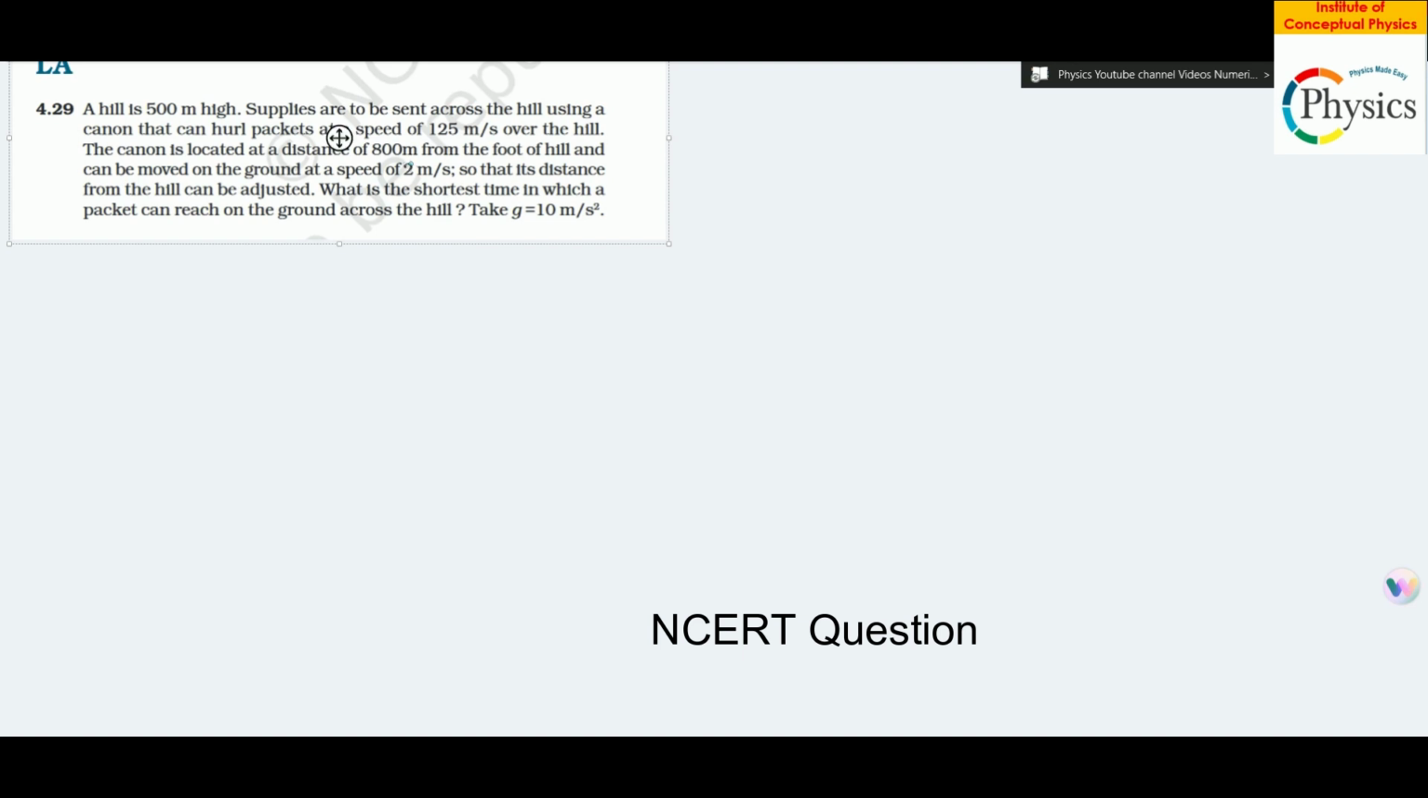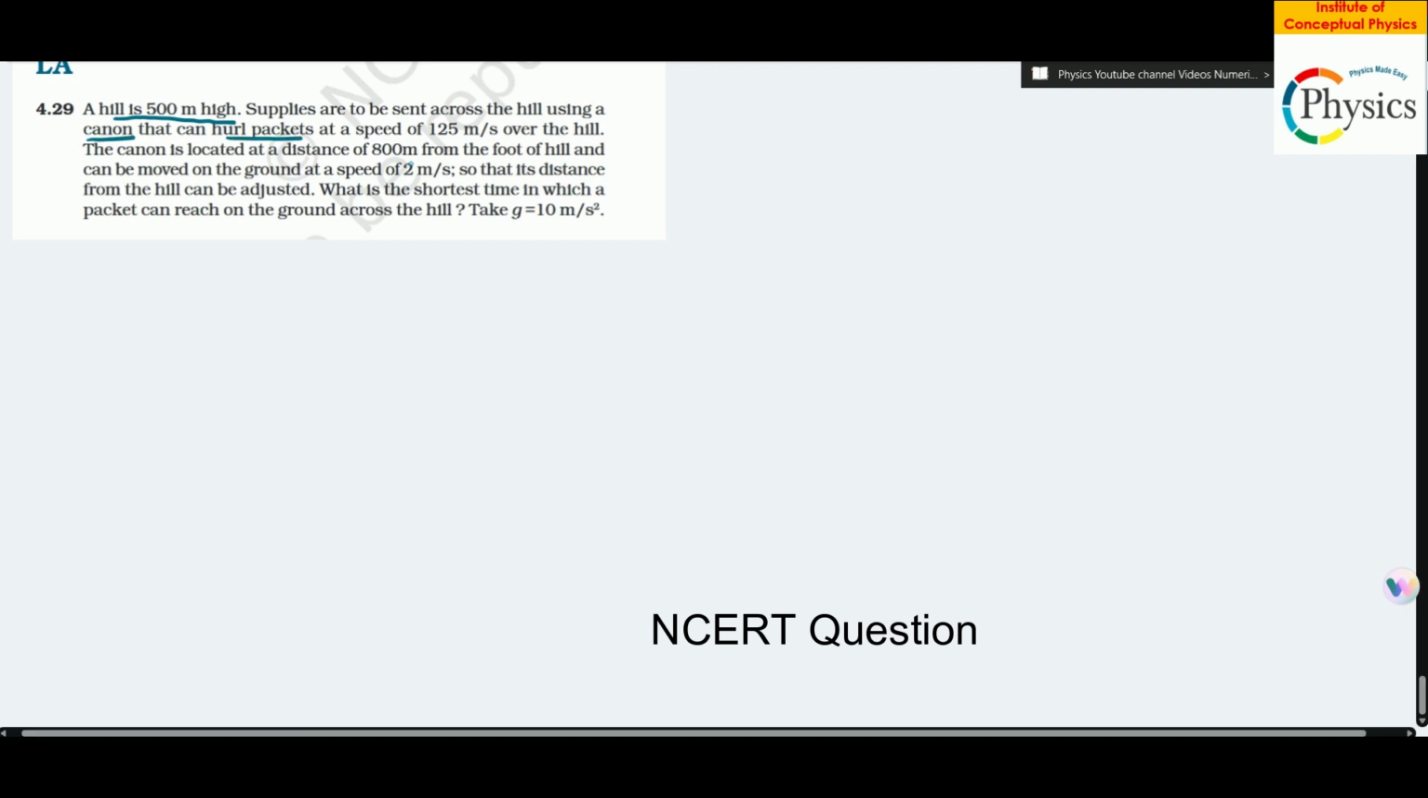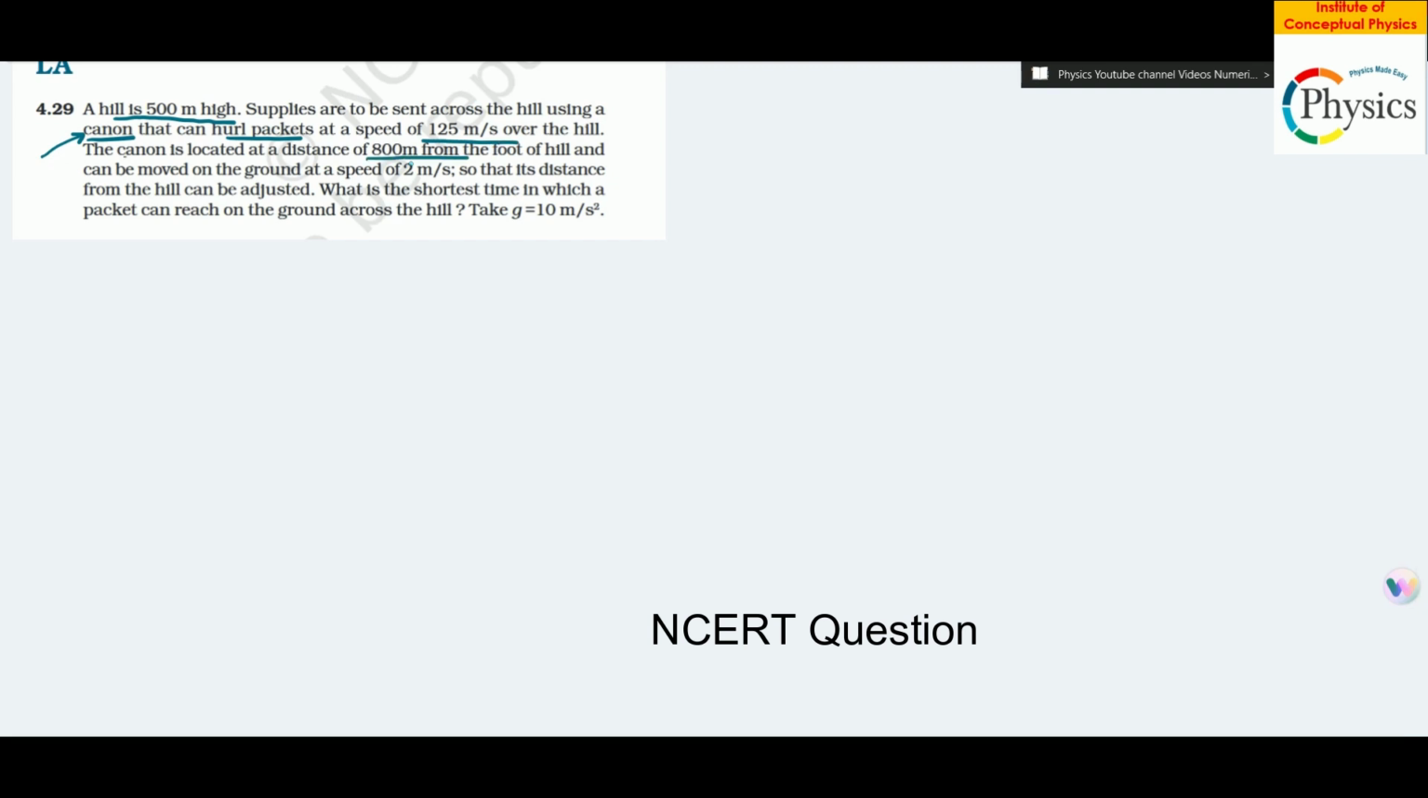Let me come to this question, and the first thing always is that we read the question. So there is a hill which is 500 meters. Supplies are to be sent across the hill using a cannon that can hurl them at a speed of 125 meters per second. The cannon is located 800 meters from the foot of the hill and can be moved on the ground with a speed of 2 meters per second, so that the distance from the hill can be adjusted. What is the shortest time in which a packet can reach across the hill?